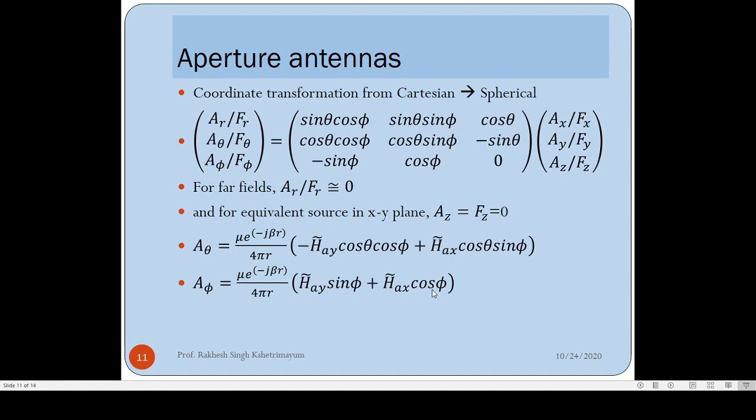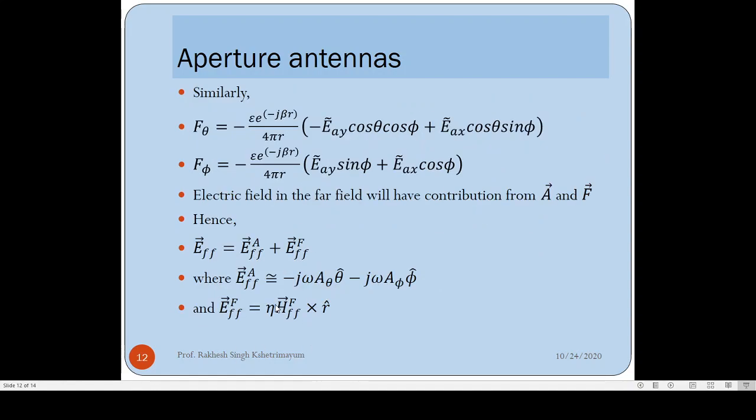So we have the expression for A theta and A phi. From the aperture magnetic fields, by taking the 2D Fourier transform, you can find A theta and A phi. Similarly, you can also find F theta and F phi from the 2D Fourier transform of the aperture electric field. Tilde here means 2D Fourier transform. These expressions are obtained after applying the coordinate transformation from Cartesian coordinates to spherical coordinates.